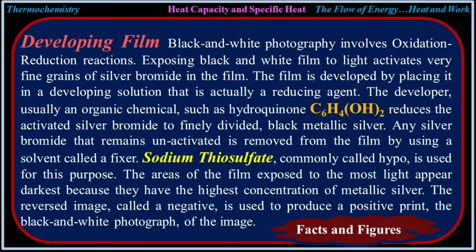The areas of the film exposed to the most light appear darkest because they have the highest concentration of metallic silver. The reverse image, called a negative, is used to produce a positive print, the black and white photograph of the image.